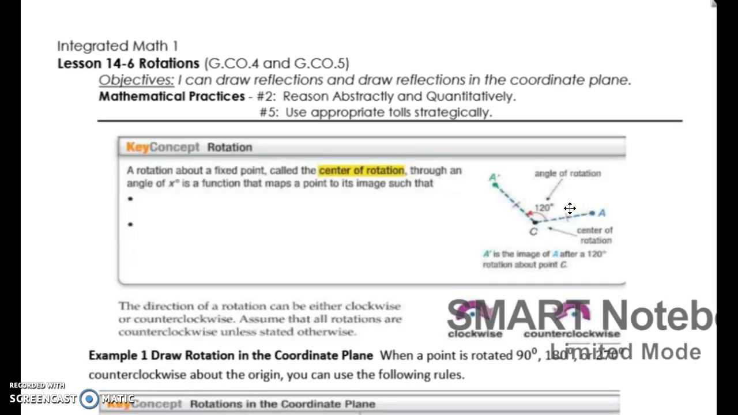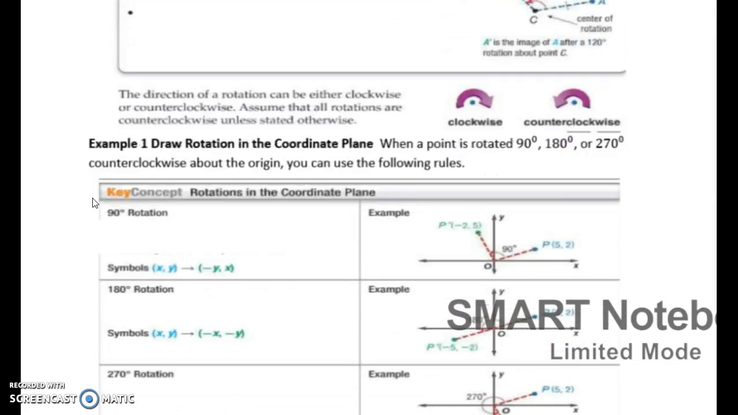So for example, in this picture here, you have A, C, and A prime. So A is being rotated around C. So C would be your center of rotation. The angle of rotation is 120 degrees. It rotated by 120 degrees. I'm actually not going to fill that part out because it's just time consuming.